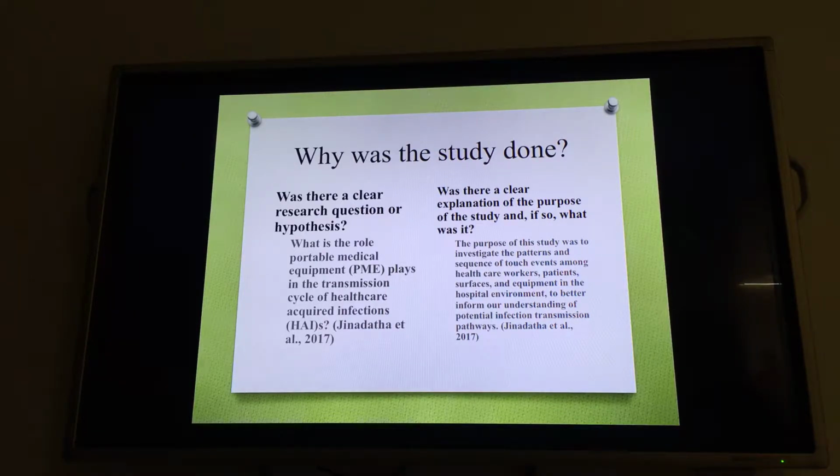The purpose of the study was to investigate the patterns and sequence of touch events among healthcare workers, patients, surfaces, and equipment in the hospital environment to better inform our understanding of potential infection transmission pathways.